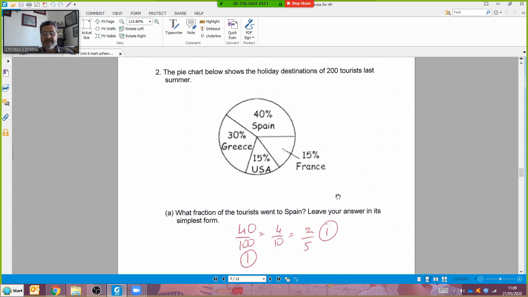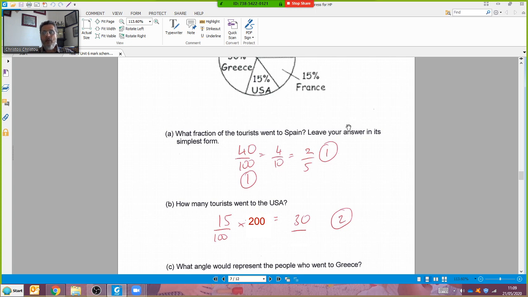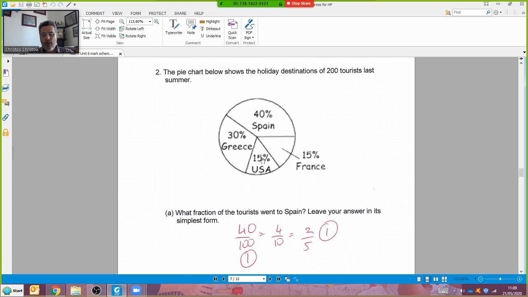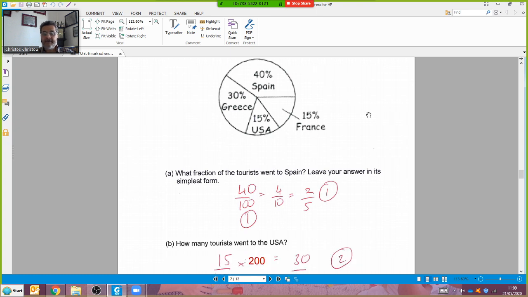Okay? So that's that. Just be careful. These are not given to you as degrees. They're given to you as a percentage. You've got to be very careful how you do this. B. How many tourists went to the US of A? Well, 15% of what number? It's 15% of these 200 guys who went on holiday last summer.